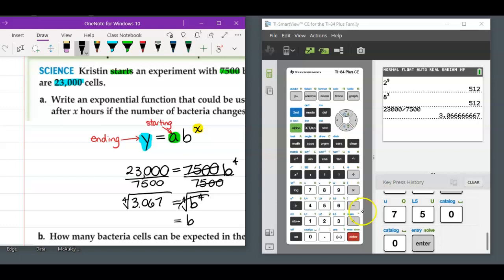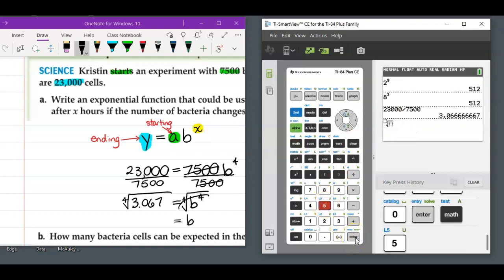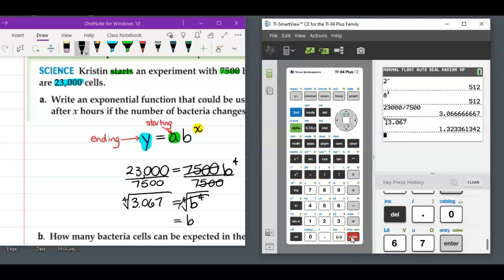On the calculator, we're going to press Math, option 5. We want it to be the fourth root of 3.067. That's approximately 1.32. We'll even have 3 decimals, 1.323.